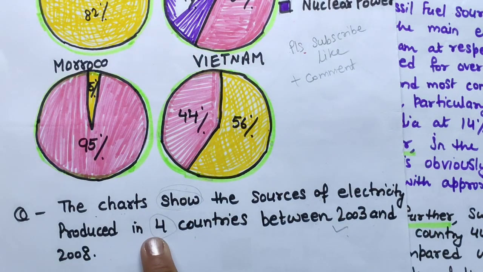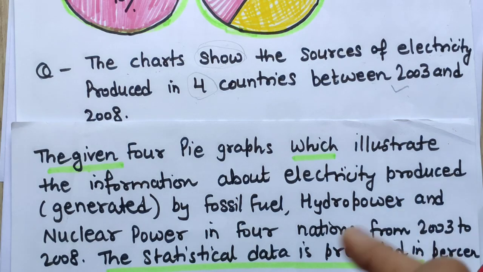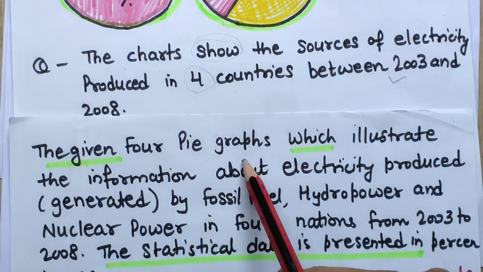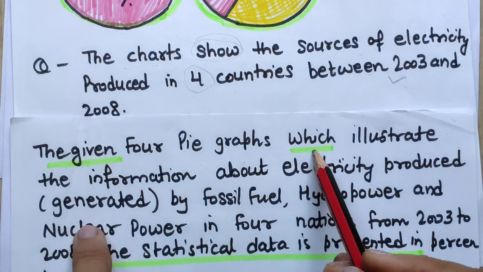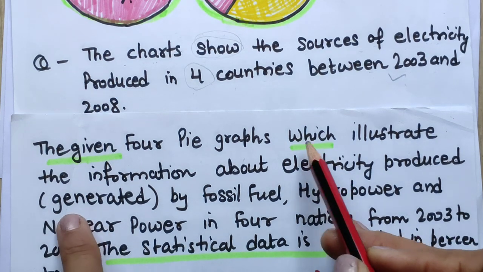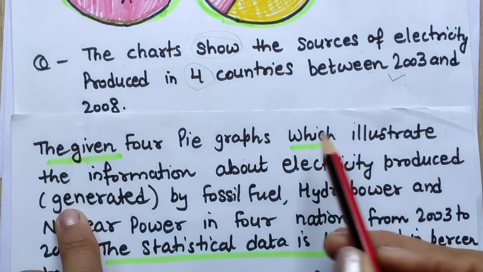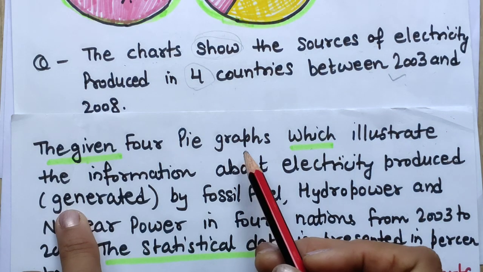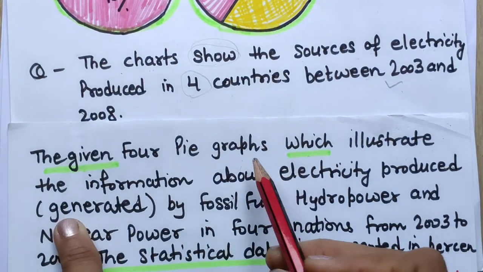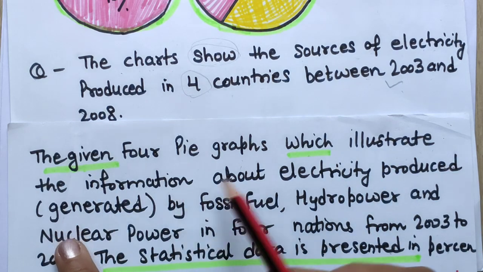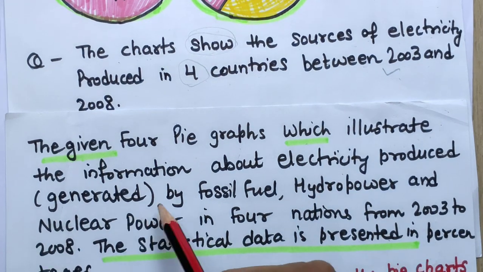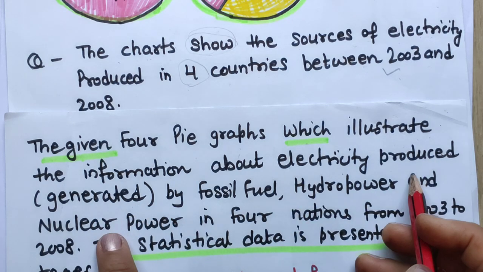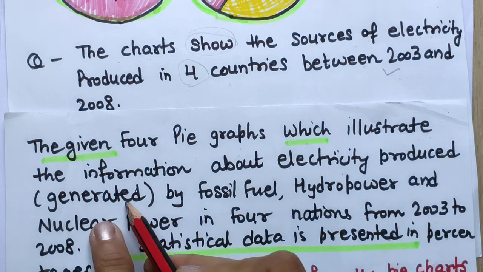Now I will show you the introduction. So here it is written, see this, the given 4 pie graphs which illustrate, if you want to make it compound then you can use it, which illustrate, because I am not using S because here plural is there. Okay, here also it is show, which illustrate the information about electricity produced or generated. You can use the word generated also or produced, but use only one word.